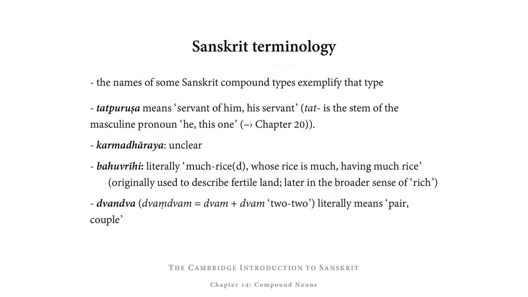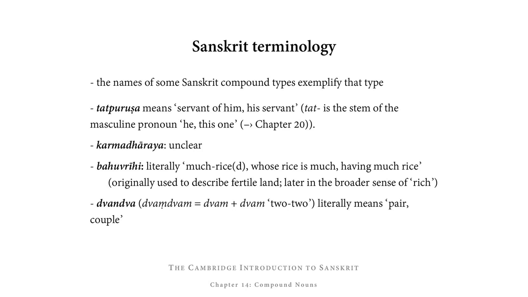Those were the main kinds of Sanskrit compound types. There are more, but we're not going to focus on them in this book. Now, to look at the terminology that we've been using, the names of at least some Sanskrit compound types actually exemplify that type. Tatpurusha literally is a man or a servant of him. Tat is the stem of the masculine pronoun he, or this one, and so Tatpurusha is the servant of him, or his servant. Karmadharaya, the meaning of that is actually completely unclear. We're not quite sure why it's used or what exactly it is supposed to mean.